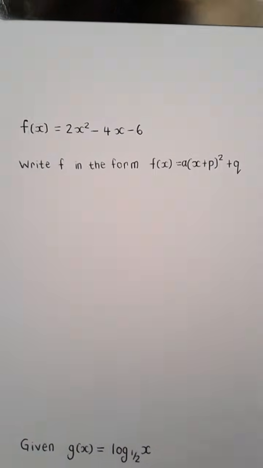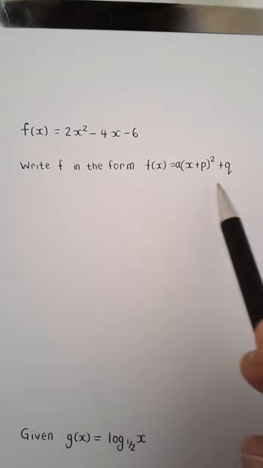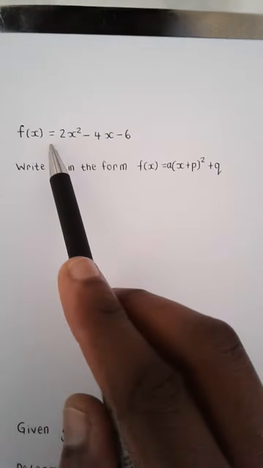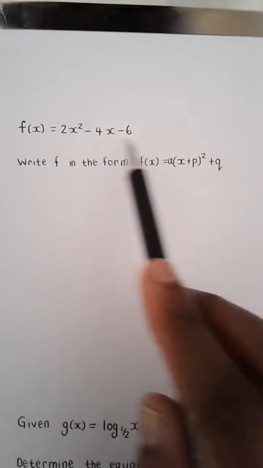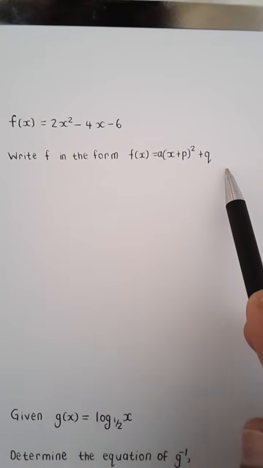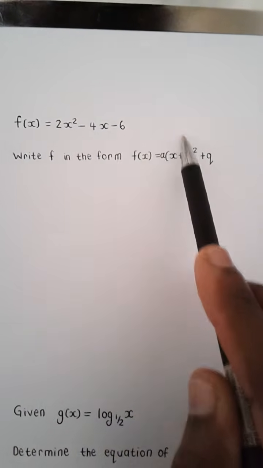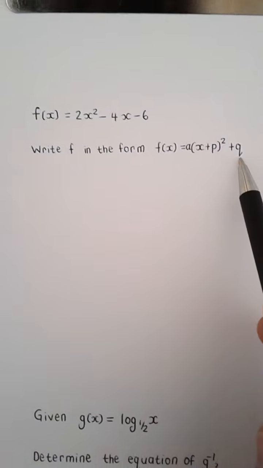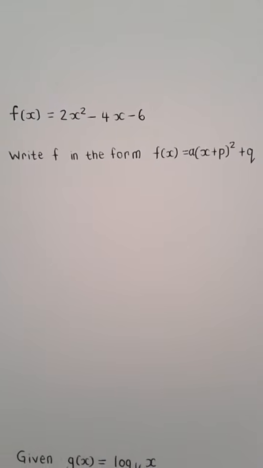Okay, so we want to write f of x, which is given in this form, in this form, right? So basically we want to go from the expanded form of the parabola to the vertex form, right? And the way that we go from this form over here to this one is we complete the square, right? Now, in order to complete the square, there is one requirement that we need to have.